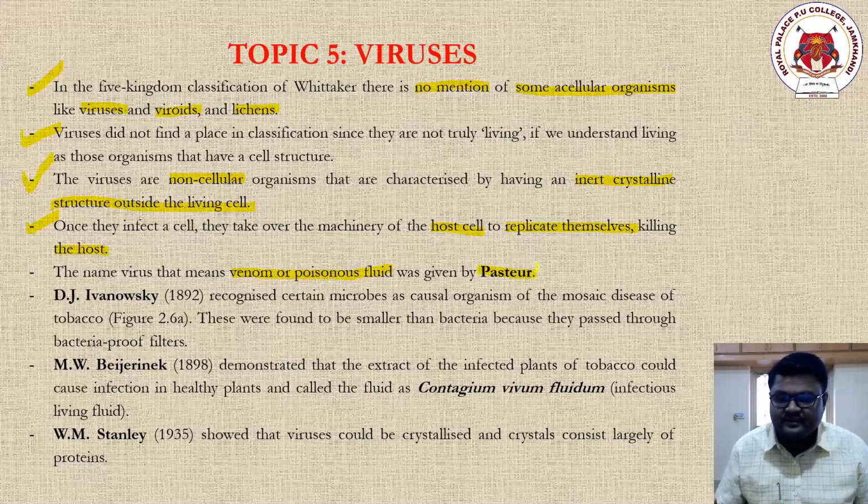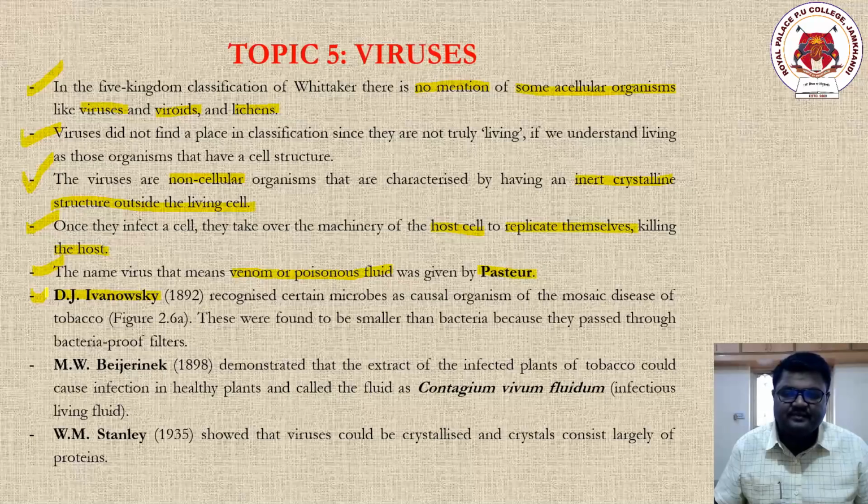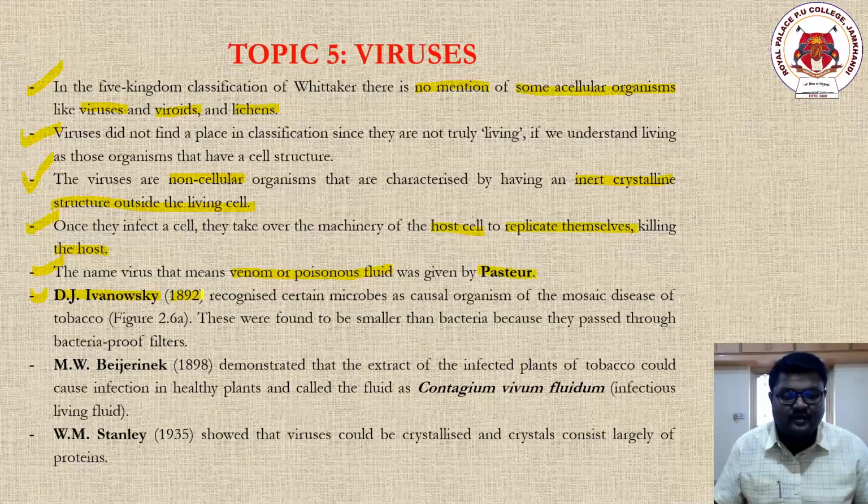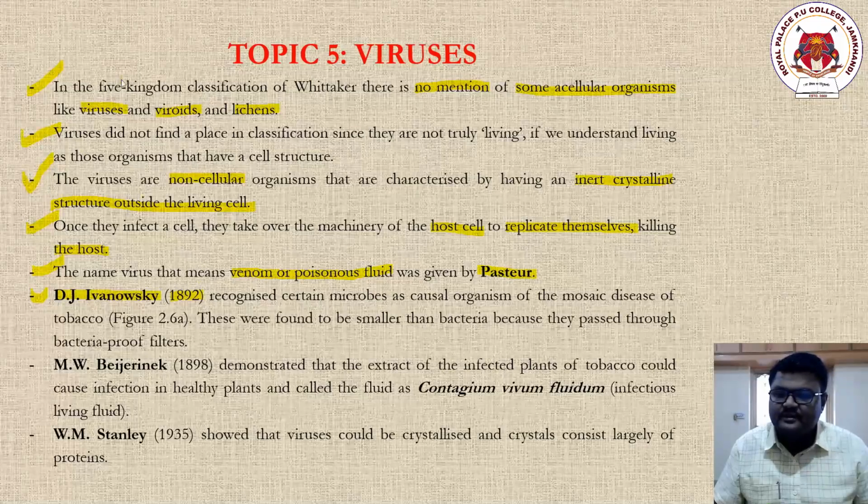Coming to the next scientist, DJ Ivanovsky. I repeat the word, DJ Ivanovsky. Right? In the year 1892, he recognized certain microbes as the causal organism of mosaic disease of tobacco. These were found to be smaller than bacteria because they passed through bacteria-proof filters. Very simple thing.